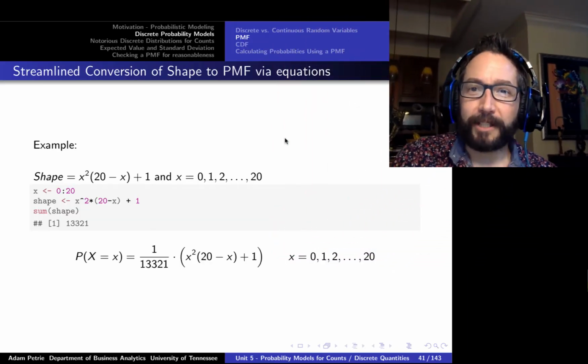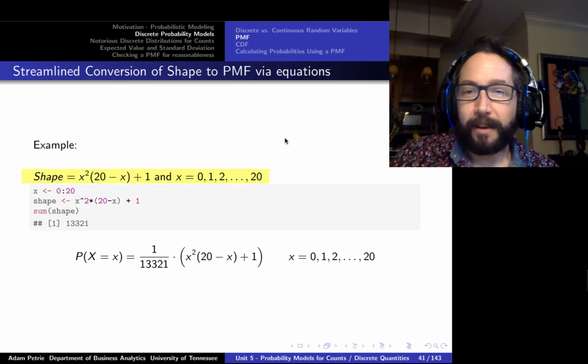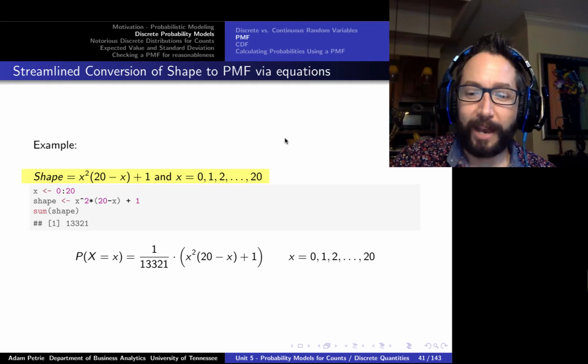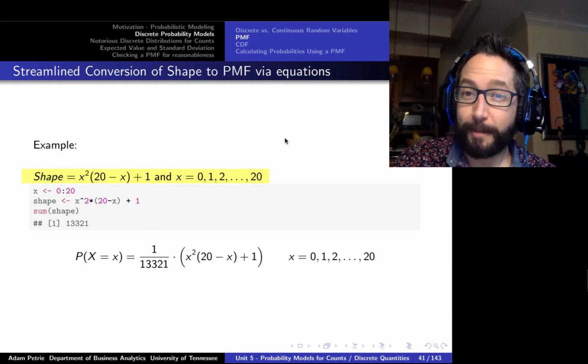So one more example, let's imagine that we had an equation whose shape that we really, really like. We want to use this to model some random quantity. X goes between 0 and 20. We have an equation for shape. How do we very quickly get out the equation for the PMF itself?